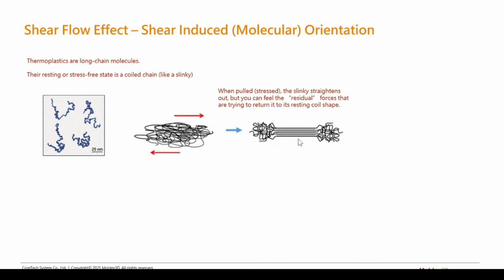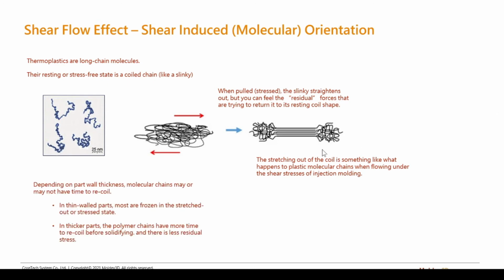So when you pull these molecules and force them to be a little bit straighter, this is an induced residual stress. This pulling of the molecular chains is very synonymous with what happens in the filling process for injection molding. Depending on the part's wall thickness, the molecular chains may not have time to recoil before they're frozen, and therefore for thin wall parts, most of these chains are going to have some sort of induced stress as they begin to freeze. They're not able to go back to their relaxed state like this one over here.